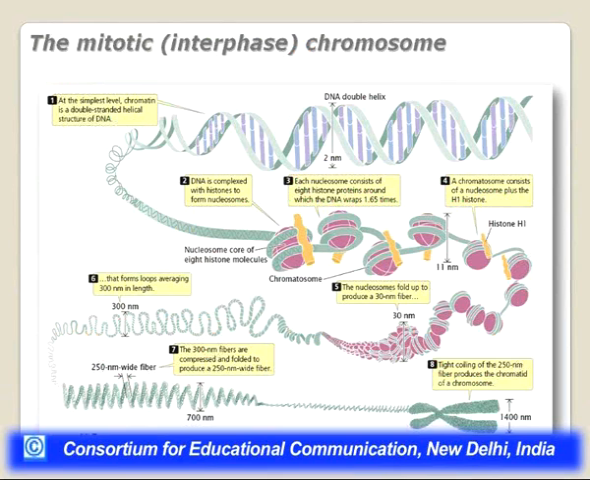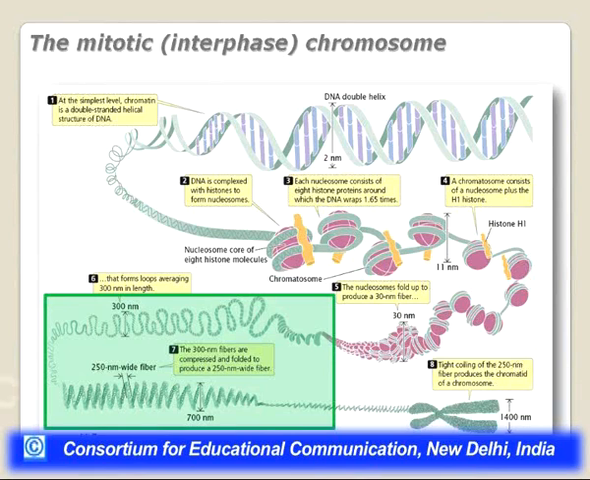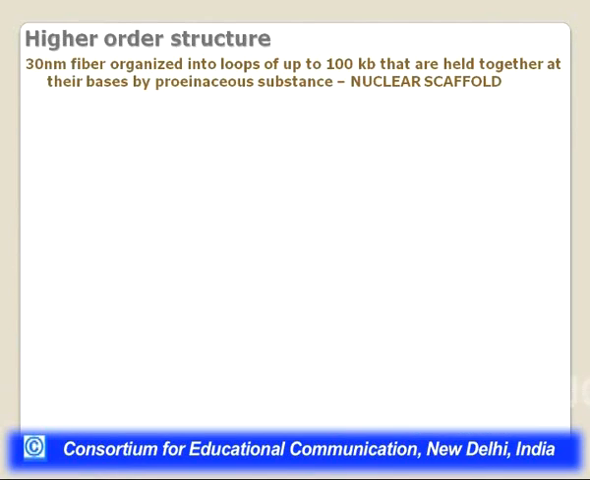So we further look in a little more detail at this mitotic or interphase chromosome, and now we go up to a higher order level structure, from nucleosomal to a 30 nanometer fiber to what is called the 300 nanometer fiber or 700 nanometer wide fibers. We will see now how these structures arise. These are termed the higher order structure.